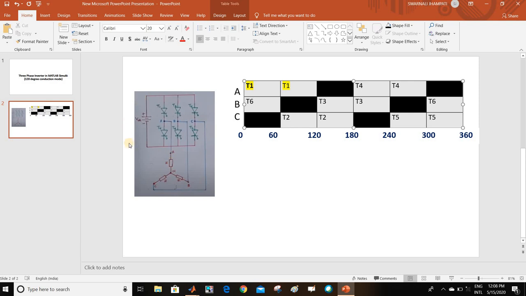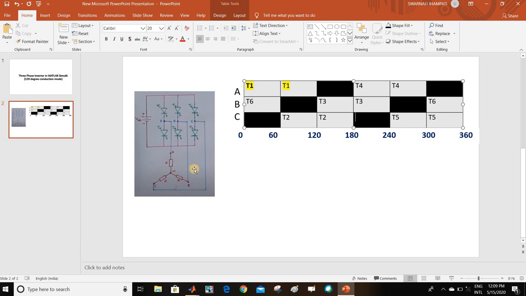VAN will be equal to, voltage divider rule means total voltage VDC into the impedance of the branch across which we want to measure the voltage, that is Z. So VDC into Z by total impedance of the circuit, that means Z plus Z, so it is 2Z. So finally it will become VDC by 2. That means VAN will become VDC by 2.